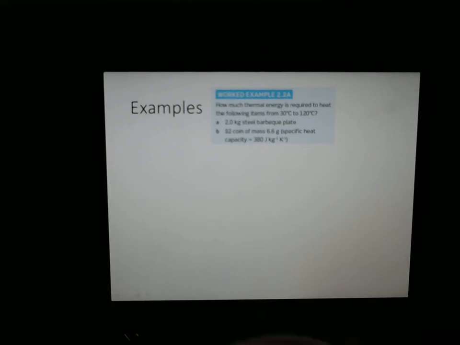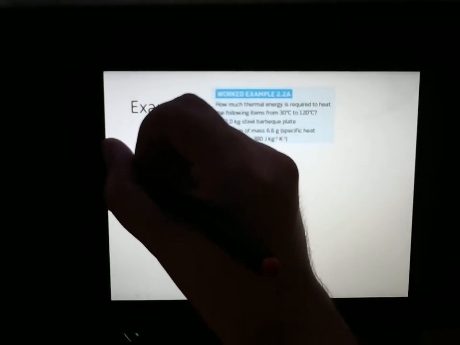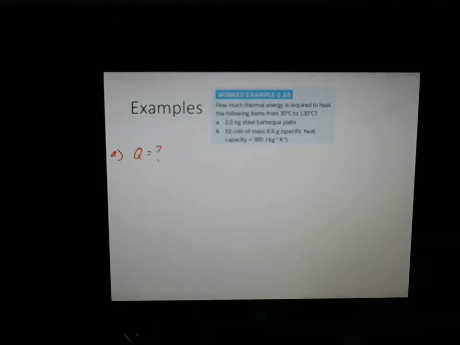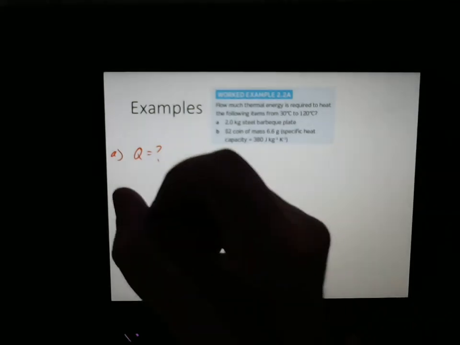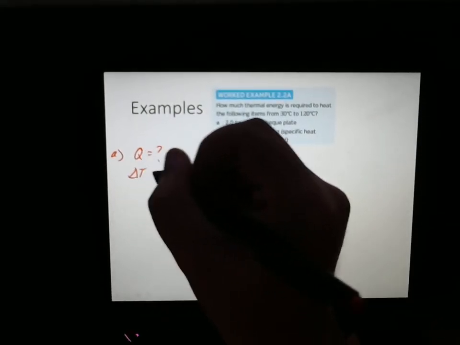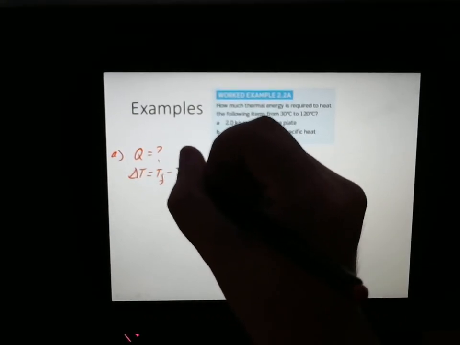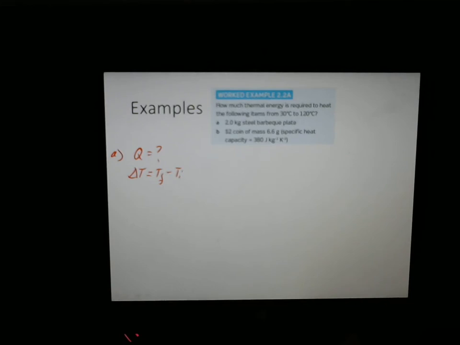In the question, we're asking, well, what is Q? That's thermal energy. We're after Q. Write it down. Always write it down. We need a temperature change. We're going from 30 to 120. Delta T. Now, a change means final take away initial. You can probably do some of these in your head, but if you can't, set it out. Final is 120, initial is 30. It's going up by 90 degrees.